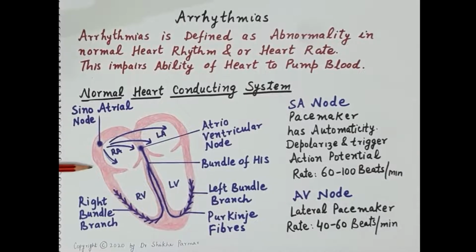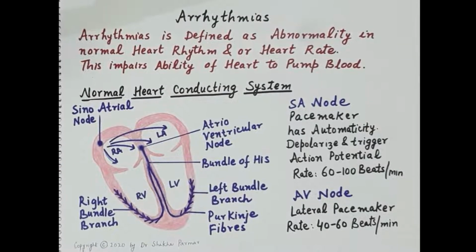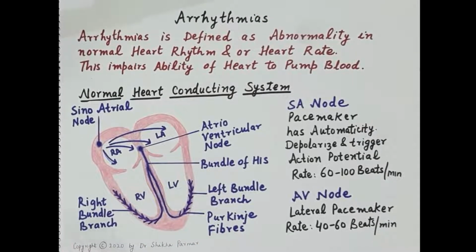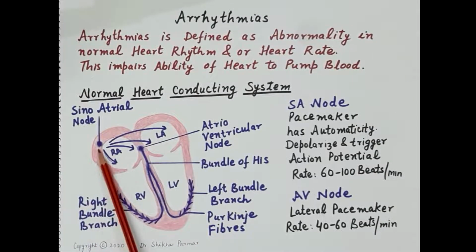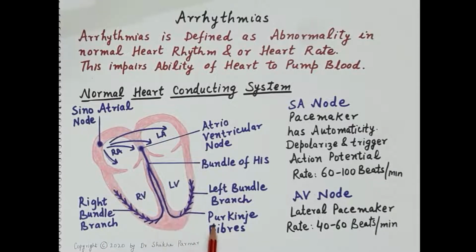Now this is the diagram that shows the conducting system of the heart. There are 5 elements of the conducting system of the heart: the SA node, that is the sinoatrial node, the atrioventricular node, and the bundle of His. This bundle of His divides into 2 branches, the right bundle branch and the left bundle branch, and further there are Purkinje fibers.